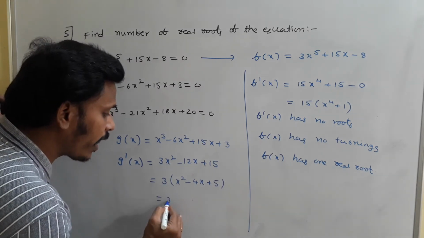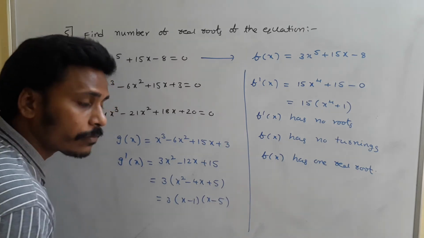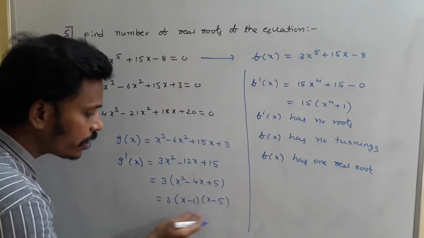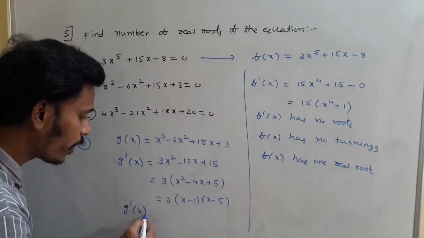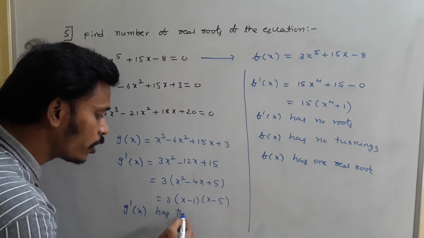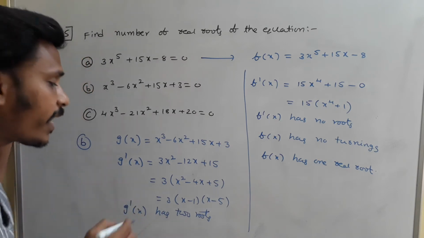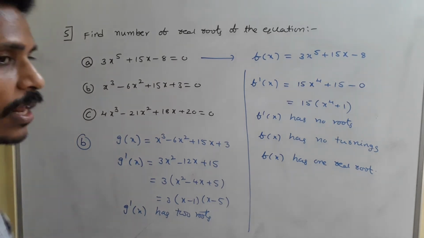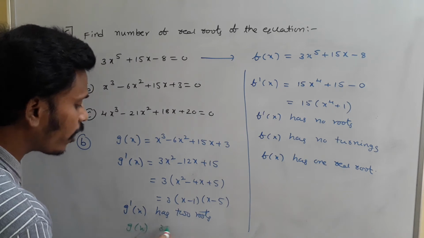And we will rewrite it like this: 3 into x minus 1 into x minus 5. From this it is very clear that g dash of x has two roots. Since g dash of x has two roots, that indicates that the given function g of x has two turnings. Since g of x has two turnings, that indicates that g of x has three real roots.